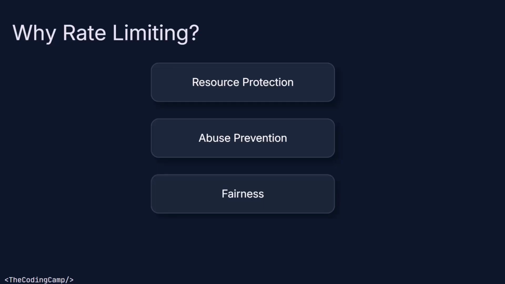The third is fairness. In any shared system, one heavy user can consume the majority of capacity and degrade the experience for everyone else. Rate limiting distributes resources more equitably. The fourth is cost control. A bug causing an infinite loop or a rogue client can generate enormous bills if you pay for usage.